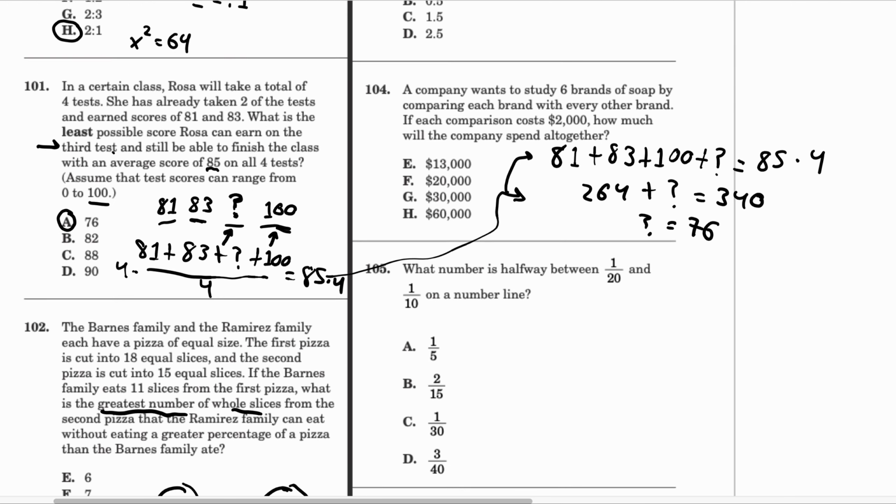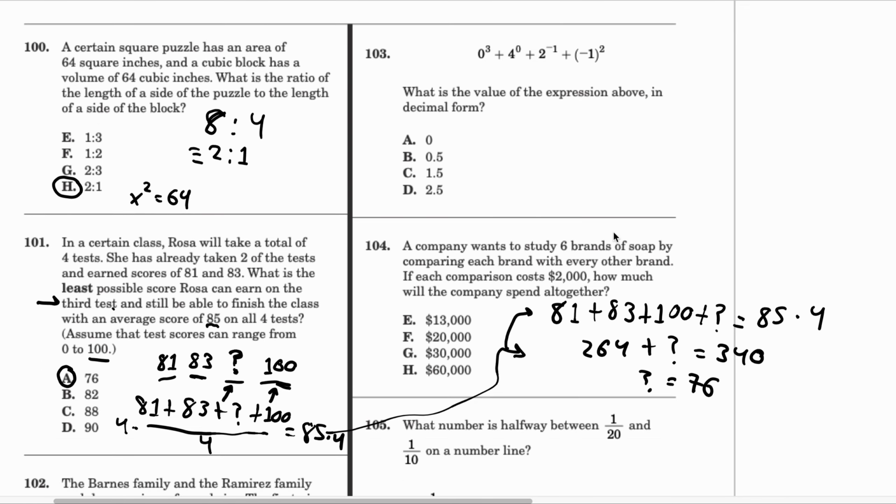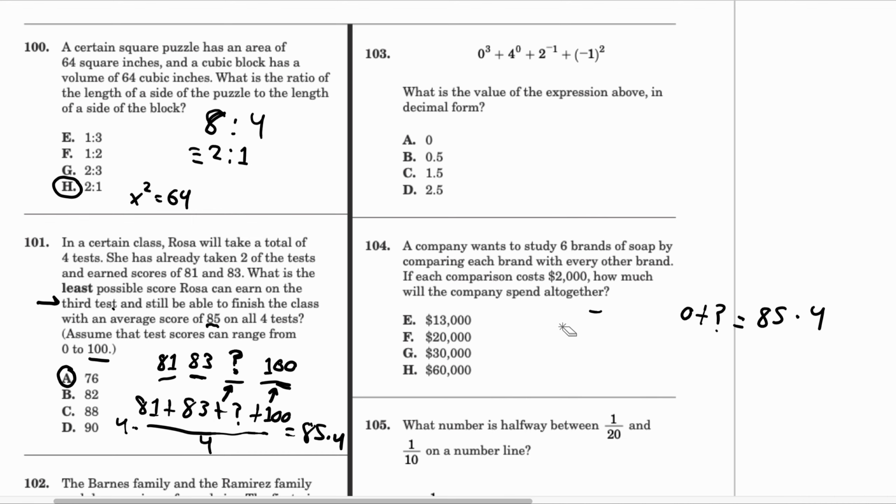So now we're going to go up. Okay, so 103 is our next question. So basically 103 involves what looks like exponents. So we have this expression above, and we want to know what its value is in decimal form. Okay, so basically we have this expression, and order of operations dictates that we evaluate the exponents first and then add them together. So I'm going to start with 0 cubed.